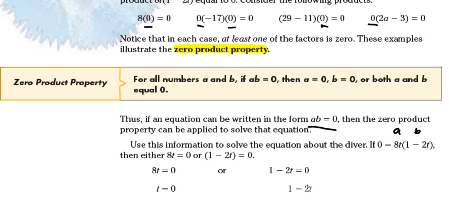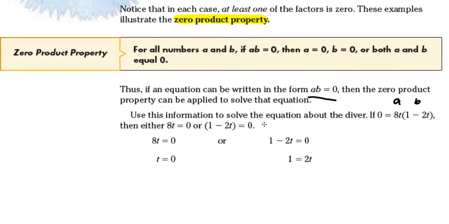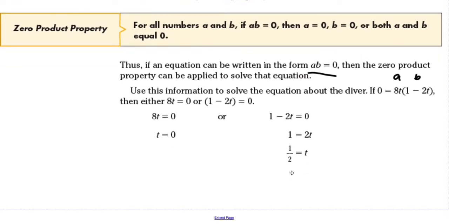Subtract 1 from both sides, and then we divide both sides by negative 2, and end up with 1/2 equals t. Or, let's do what the book did: we add 2t to both sides and divide both sides by 2, or multiply both sides by 1/2.